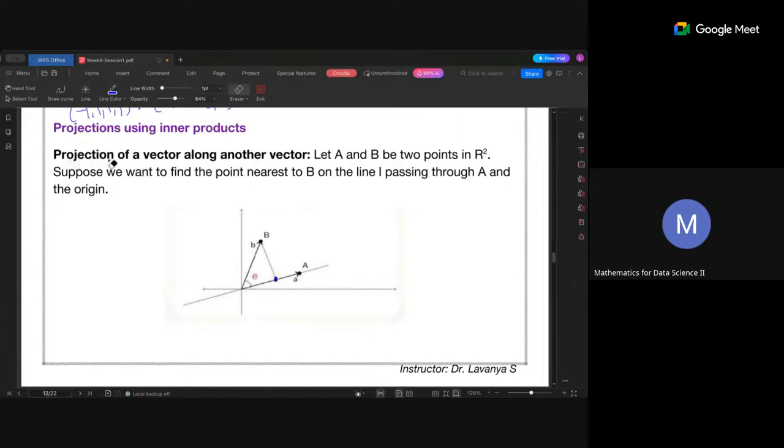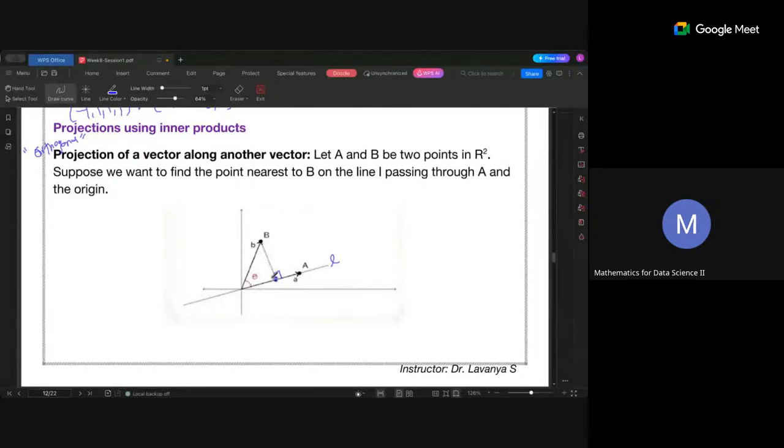Here, remember, whenever we talk about projection, we always talk about orthogonal projection. What does orthogonal projection mean? We are looking at the foot of the perpendicular. So let A and B be two vectors in R2. You have a vector A and a vector B. We want to find the point nearest to B on the line L, which is passing through A and the origin. What gives you the nearest point? The perpendicular distance. The foot of the perpendicular will give you the nearest point, right?